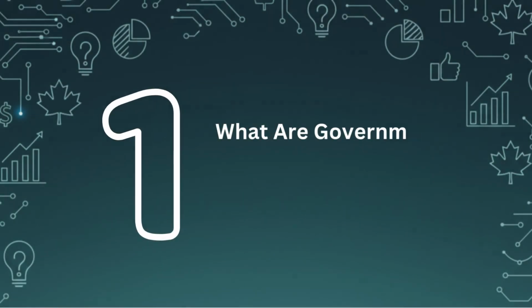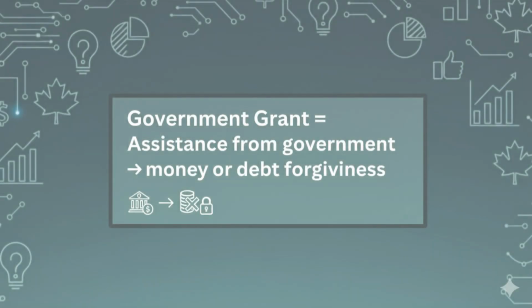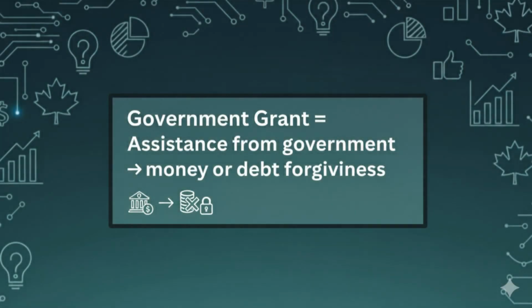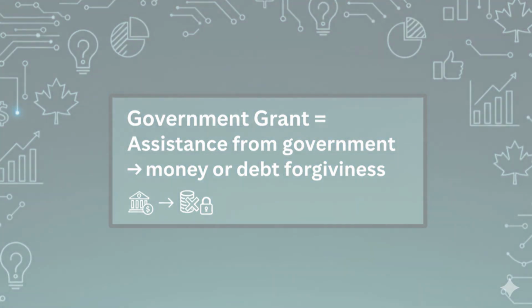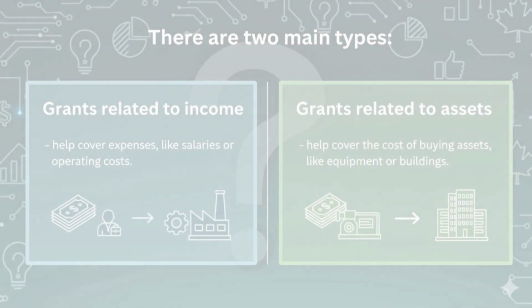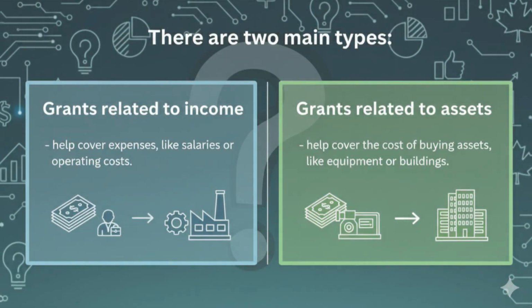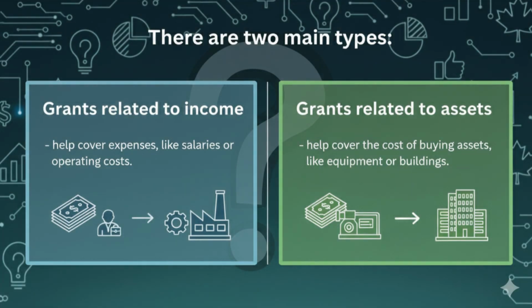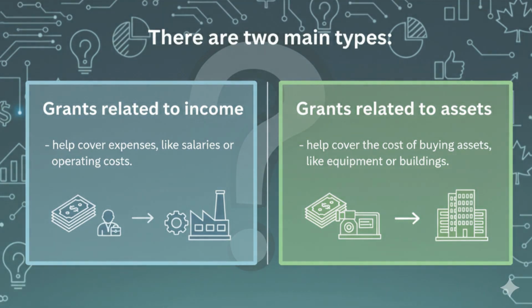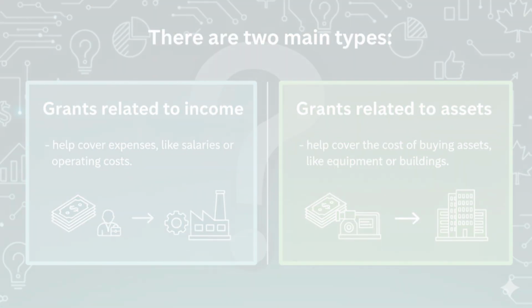Let's start with the basics. A government grant is assistance given by a government to an entity, usually in the form of money or forgiveness of debt. In return, the entity must meet certain conditions, either past or future actions. There are two main types: grants related to income, which help cover expenses like salaries or operating costs. Grants related to assets, which help cover the cost of buying assets like equipment or buildings.